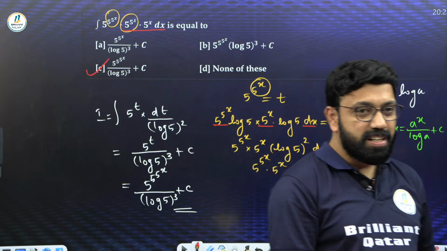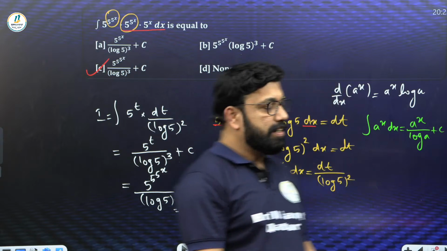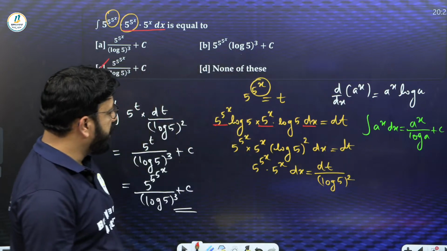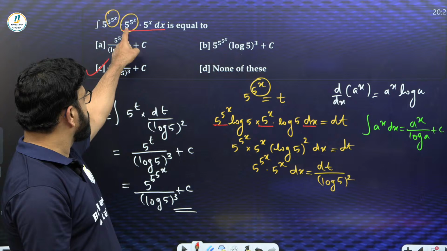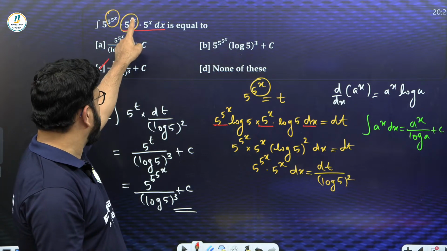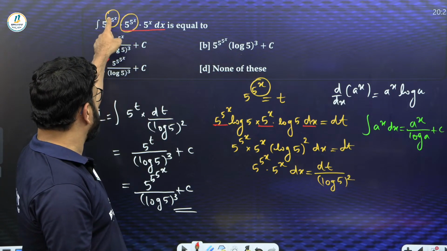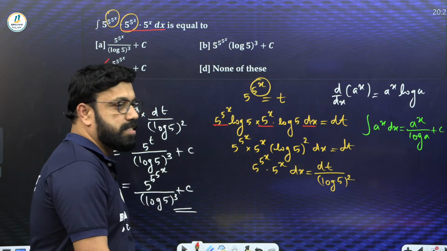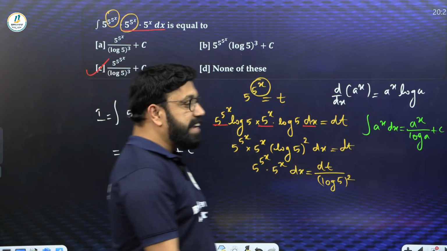Now, is there any confusion? It is just the substitution method only that we are using. Okay, hope all of you got the idea. Just take the substitution here: 5 raised to x is the t, and that same thing comes here, the remaining part just complete there. Move to the next question.